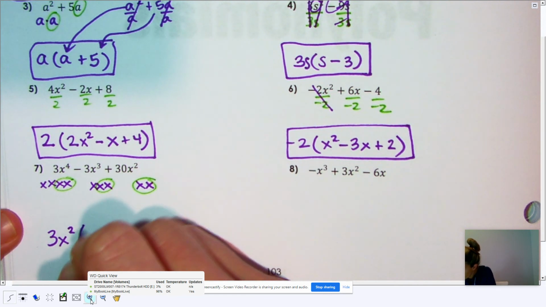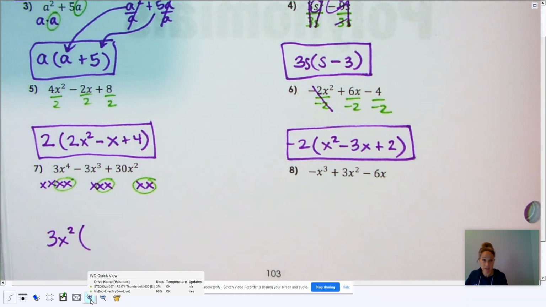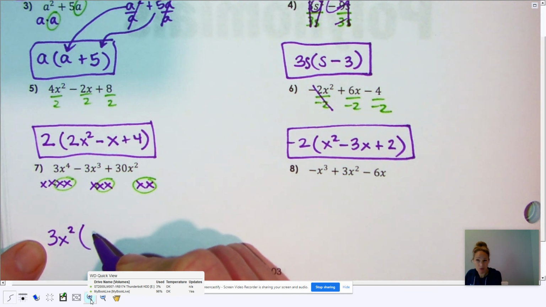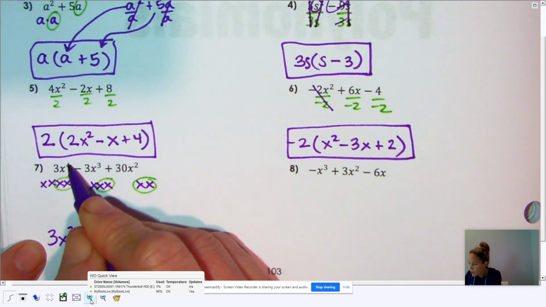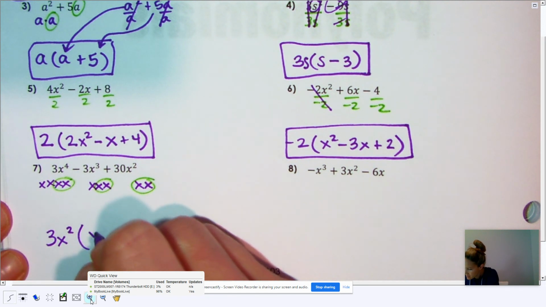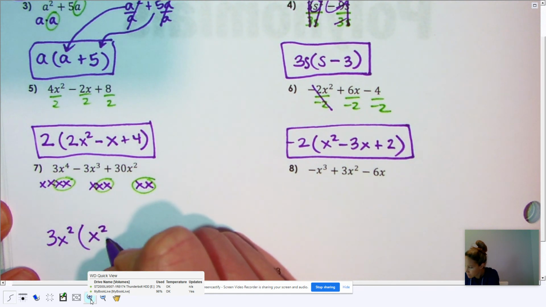So thinking about what would be left if I divide by 3 and 2 of the x's, well, 3 divided by 3 is 1, which we don't have to write. And I had 4 x's and I pulled 2 of them out. So how many x's are left? Just the x squared. Okay, then I have the minus right there.